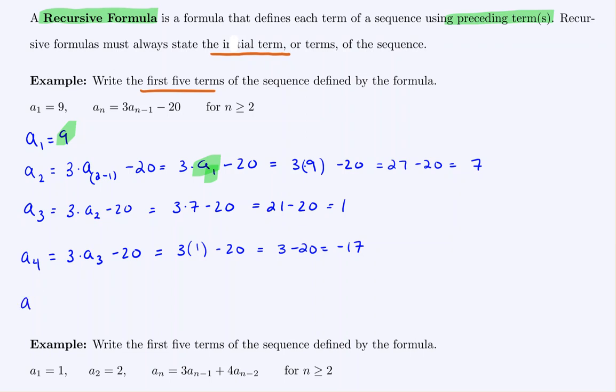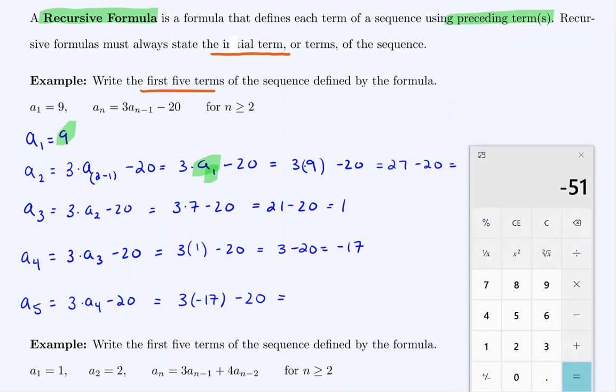Finally, our fifth term, we could say 3 times the previous term minus 20. Our previous term is negative 17, minus 20. Now let's see, what is 3 times negative 17? That would give us negative 51 minus 20, and we get negative 71.